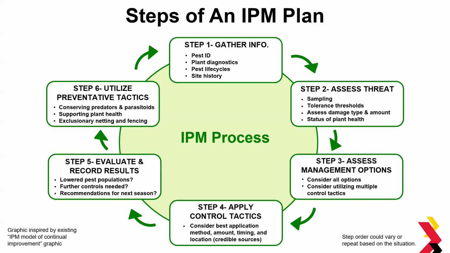And I'm thinking of our IPM plan today for our usual situation, especially as a master gardener volunteer or as a home gardener, that we're typically introducing ourselves to IPM or someone's approaching us when there is a problem in place. We have a pest, and so we're starting with step 1 of gathering information. That could include things like pest identification, using our skills of plant diagnostics, then moving to step 2, assessing the threat. Step 3, assessing management options. Step 4, applying control tactics.